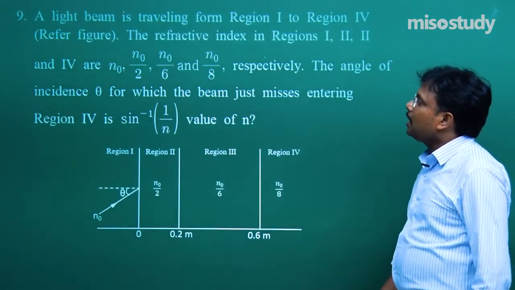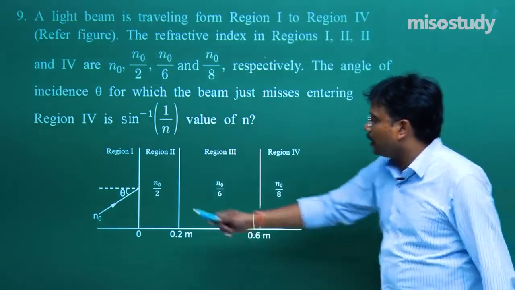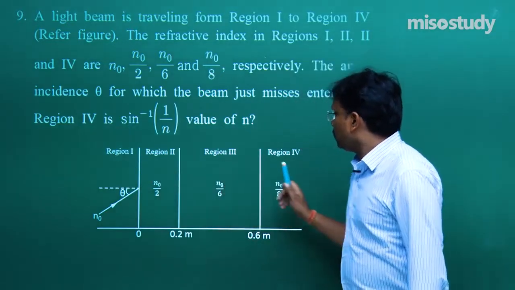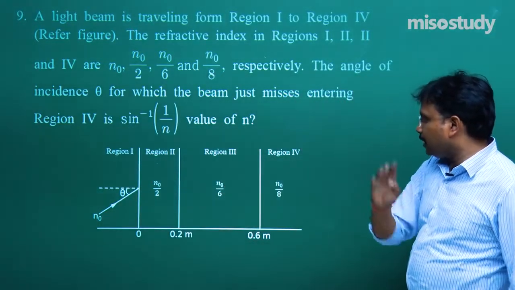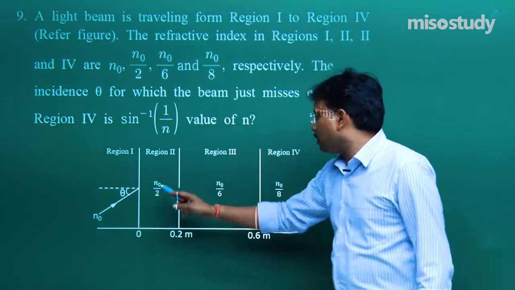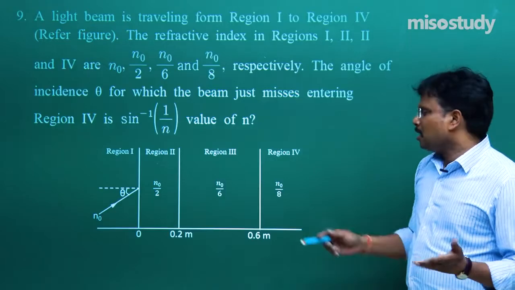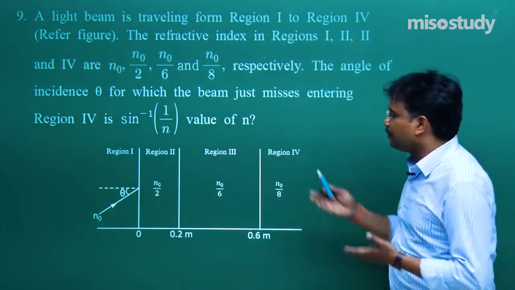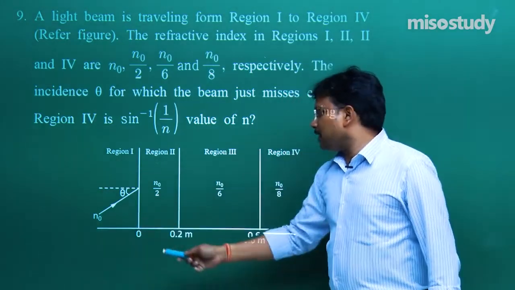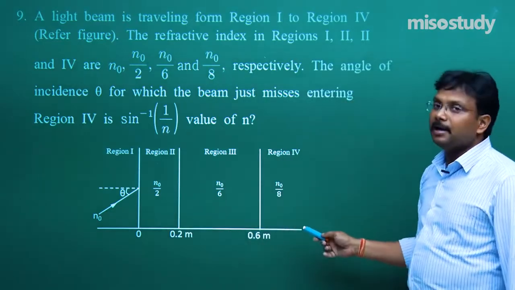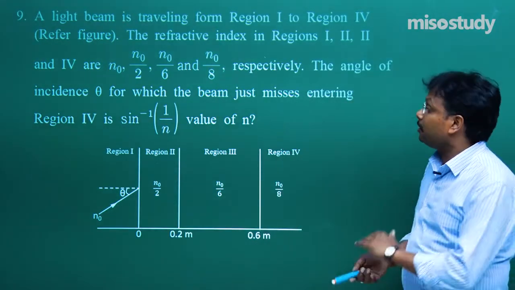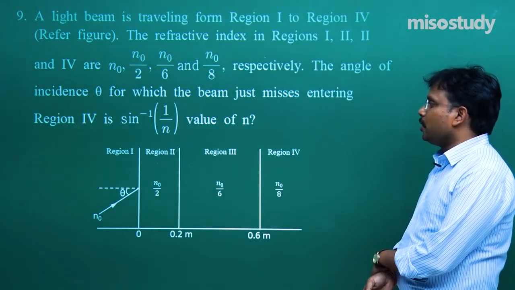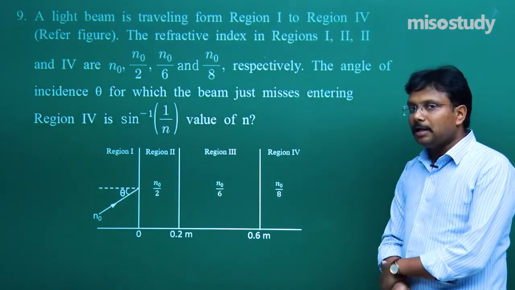Now this question: a light beam is travelling from region 1 to region 4, that is 1, 2, 3, 4, and there are 4 refractive indexes clearly given: n0, n0/2, n0/6, n0/8. I initially thought we would mention them as mu1, mu2, mu3, mu4 and so on, but then I thought let's give the values. So it is 1, then 1/2, 1/6, 1/8. Refractive index is decreasing. The angle of incidence theta for which the beam just misses entering region 2 is sin inverse 1/n, find the value of n.